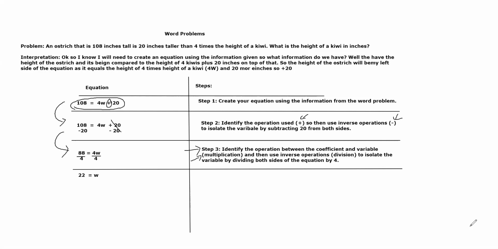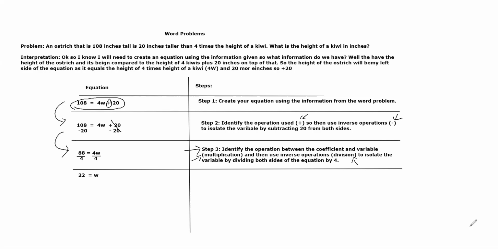What's the opposite of multiplication? It should be division, in order to isolate the variable by dividing both sides of the equation by 4. In order to make sure the variable is by itself, I need to get rid of that 4. And the only way to get rid of that 4 is to divide it by itself. So divide both sides by 4.